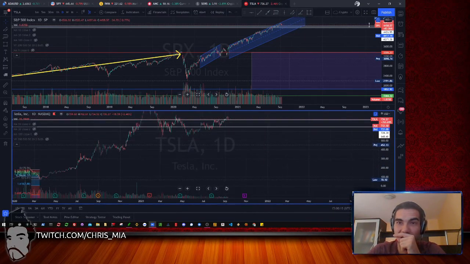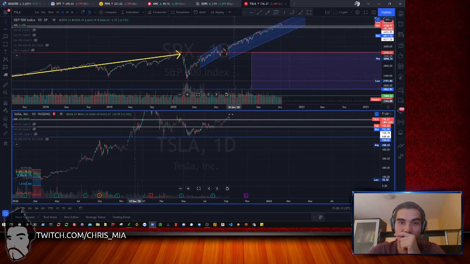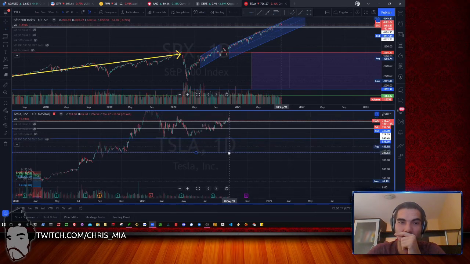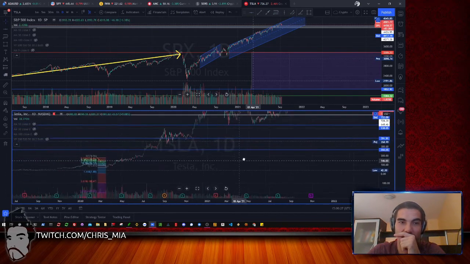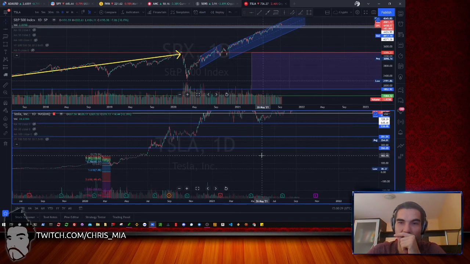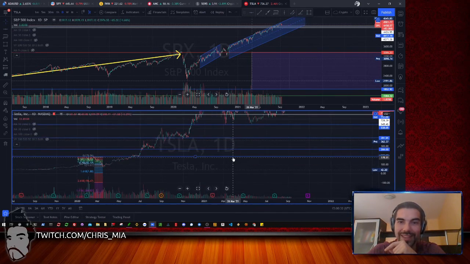If we break, let me get some particular placements here. Boom. Down here, we could see 400s again. We could see 200s again. And I highly doubt we'll go below 180. The 200, 180 space would be a nice buy.